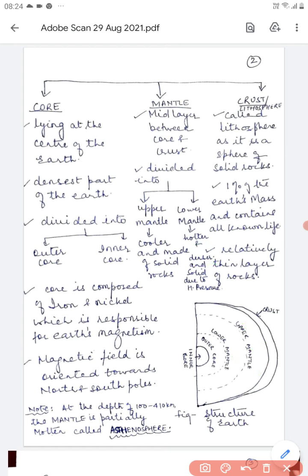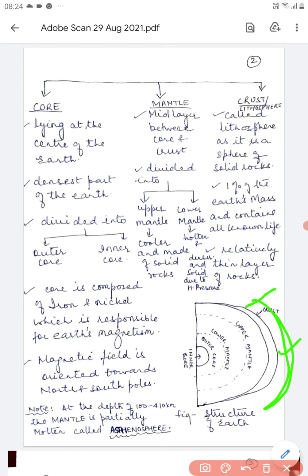Next is the crust or the lithosphere. This is made up of solid rocks, 1% of the earth mass, and contains all known life. So this crust constitutes 1% of the earth mass, and all the known lives, you can say the vegetation, the living things, they are all present out here. Relatively thin layer of rocks.